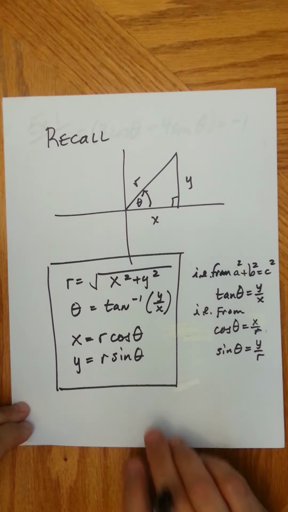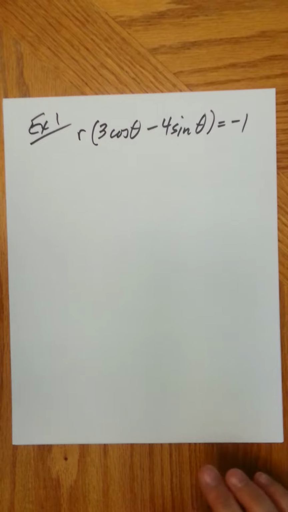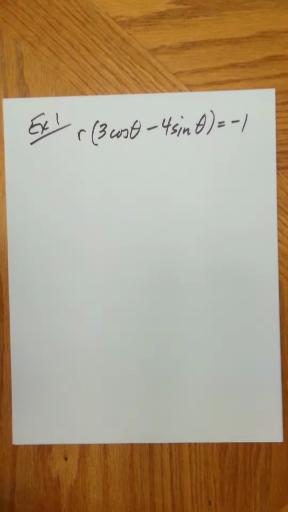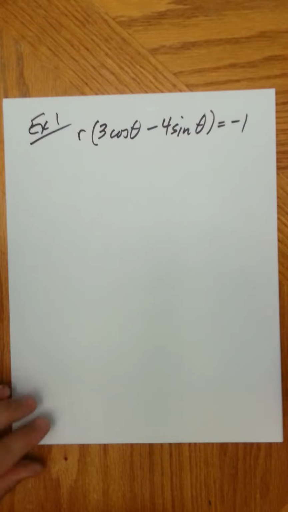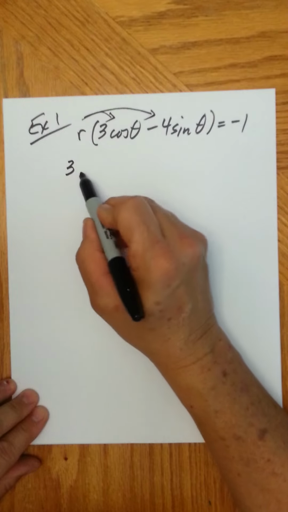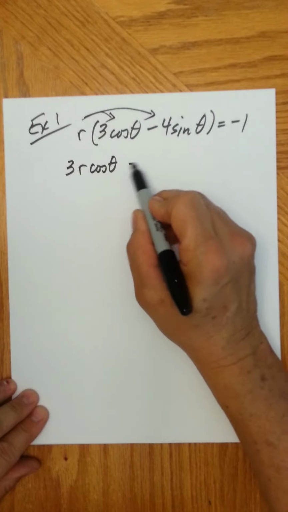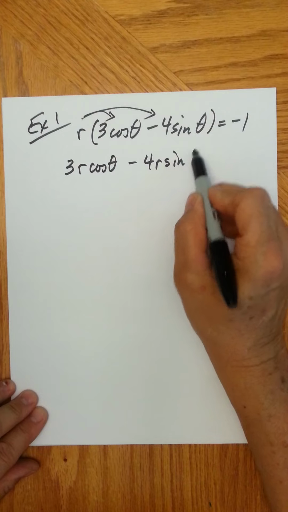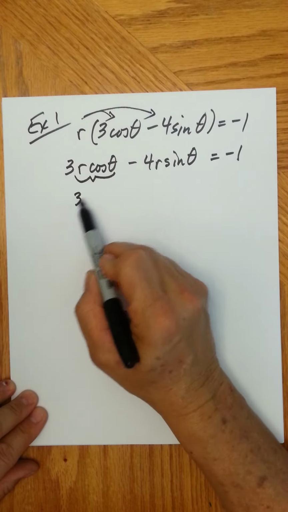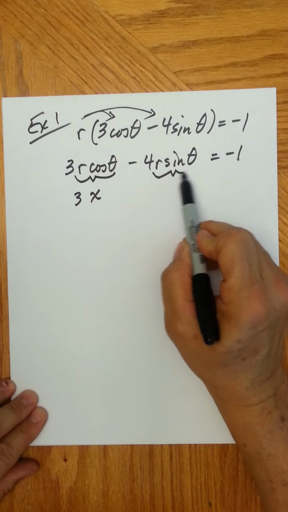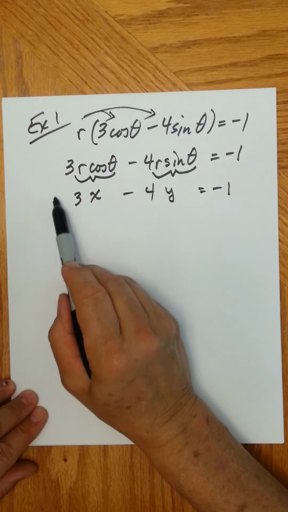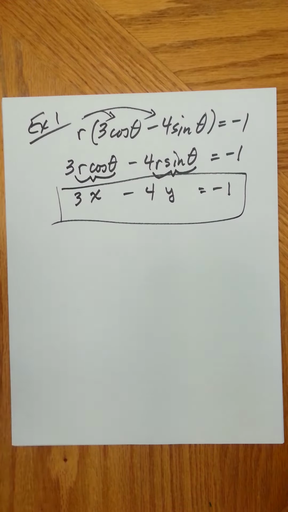Okay, so we're going to look at example 1. Here I'd like to try to get r cosine theta and r sine theta, because then I can substitute x and y. So I'm going to distribute. I'm going to have 3r cosine theta minus 4r sine theta equals -1. But remember, this right here is x, and this right here is y. So I really just have 3x minus 4y equals -1.